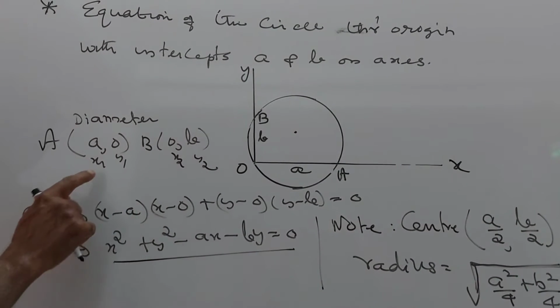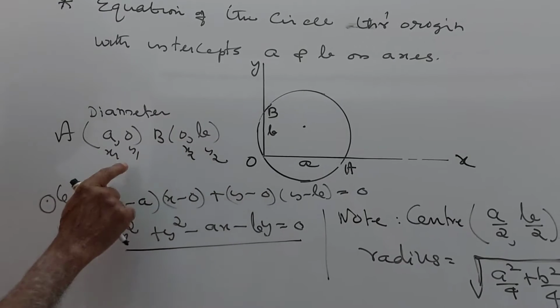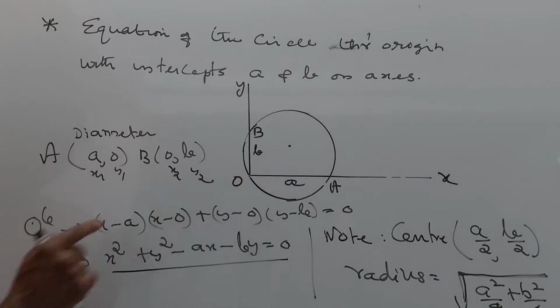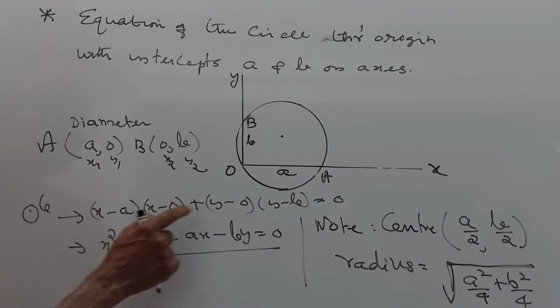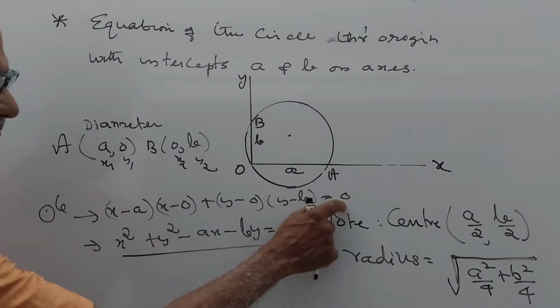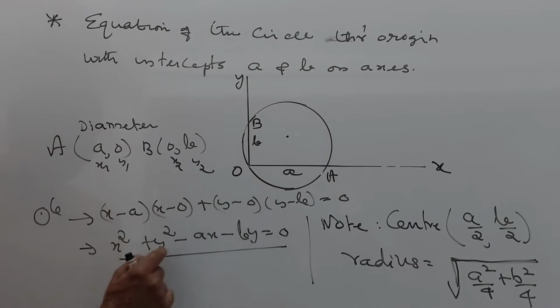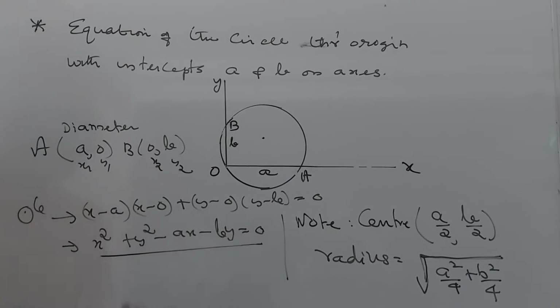So the formula is (x minus x1)(x minus x2) plus (y minus y1)(y minus y2) equals 0. So this becomes (x minus a)(x minus 0) plus (y minus 0)(y minus b) equals 0, or on simplification, x squared plus y squared minus ax minus by equals 0.